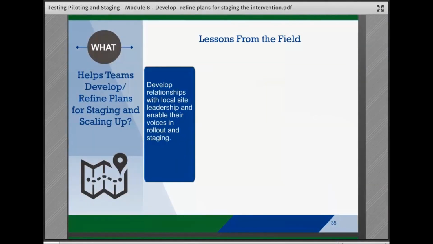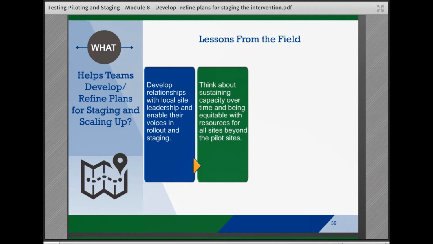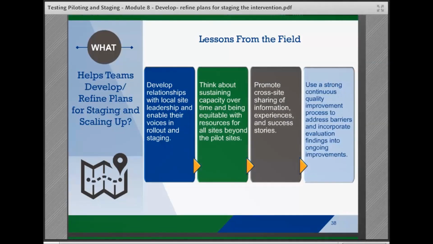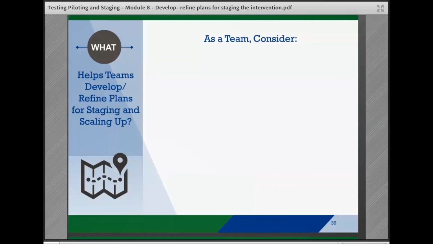Develop relationships with local site leadership and enable their voices in rollout and staging. Think about sustaining capacity over time and being equitable with resources for all sites beyond the pilot sites. Promote cross-site sharing of information, experiences, and success stories. And use a strong CQI process to address barriers and incorporate evaluation findings into ongoing improvements.